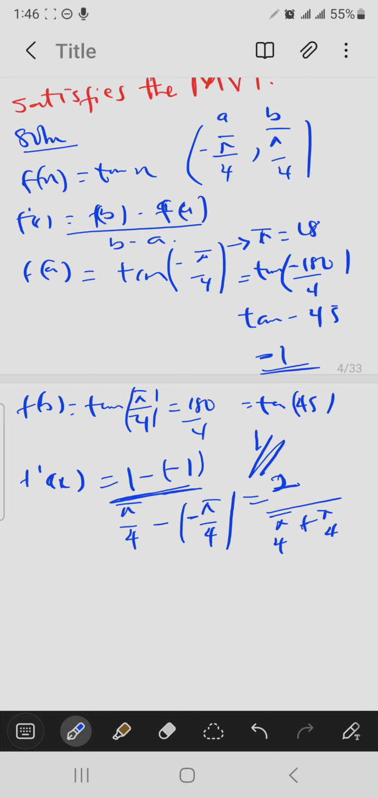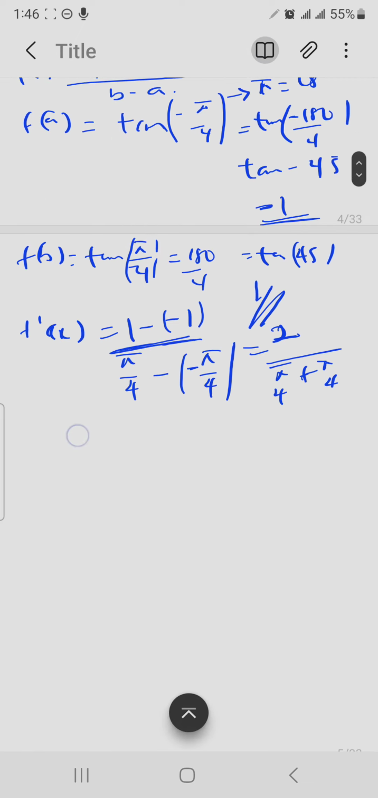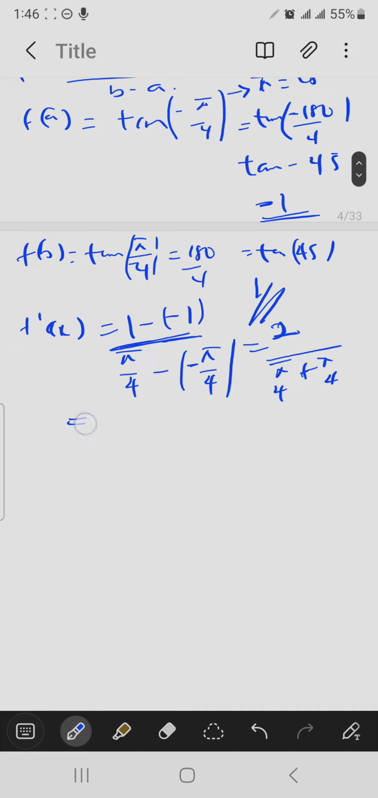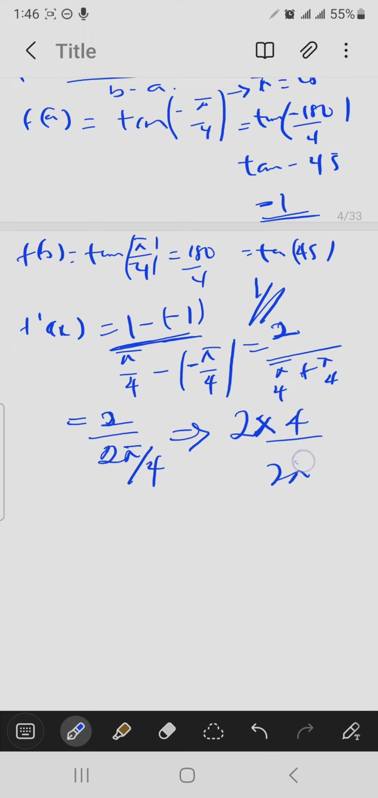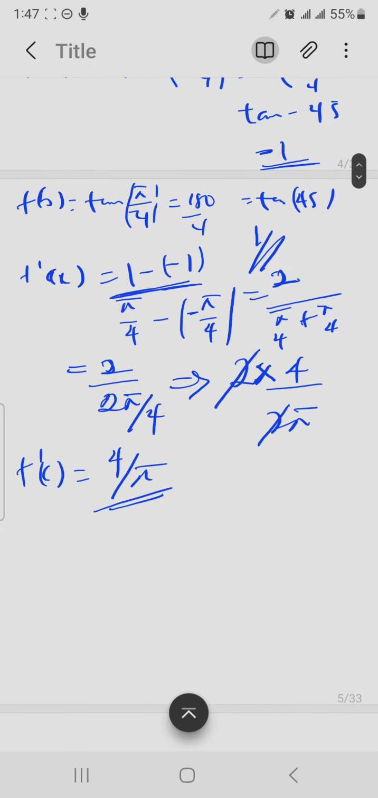You get? So this one is going to be equals to 2 over 2 pi over 4. So this one now turns to 2 multiplied by 4 over 2 pi. We have f prime of C will now be equal to what? 4 over pi. And I hope you understand this. So now, we are told to obtain the value of C.